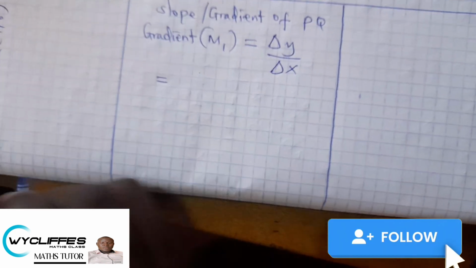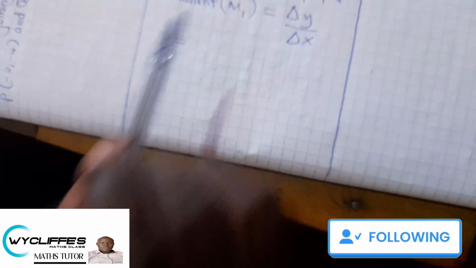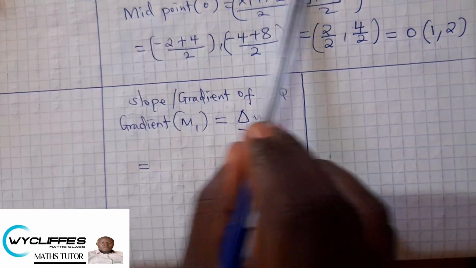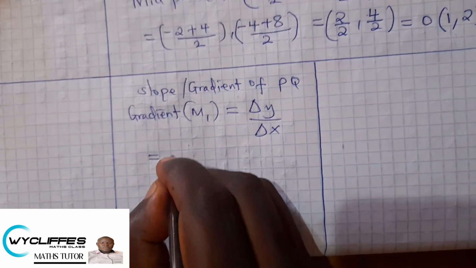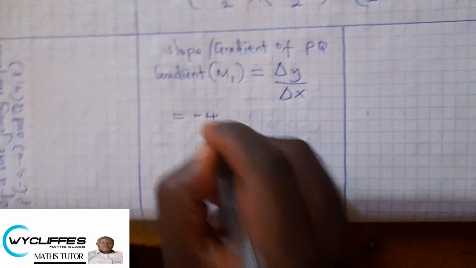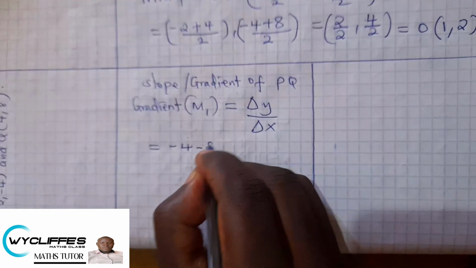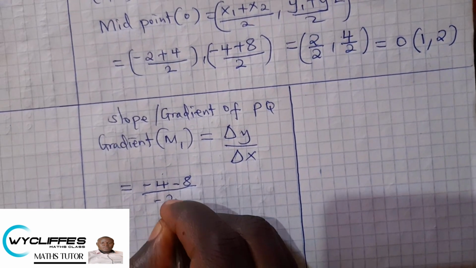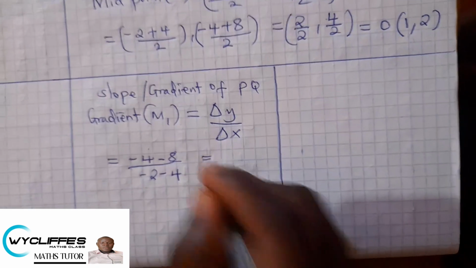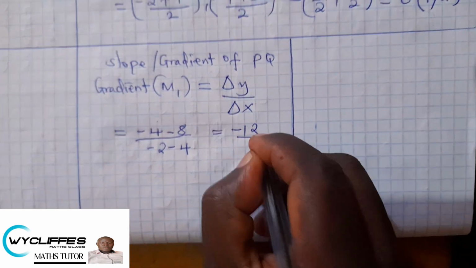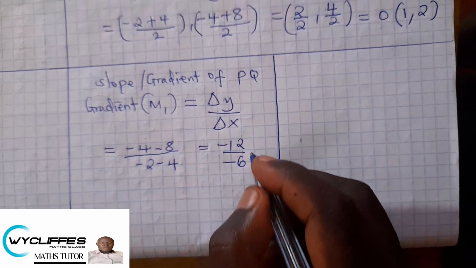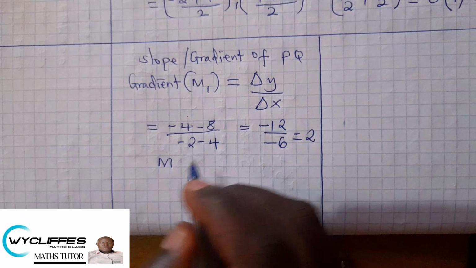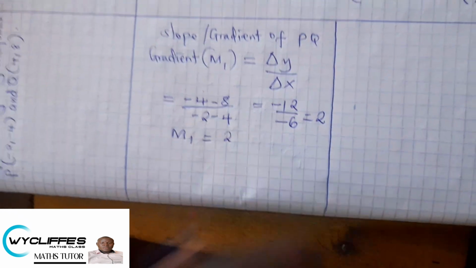We simply subtract the y coordinates of the line PQ. The first one is -4 minus 8, all over the change in x, -2 minus 4. This is negative 12 over negative 6. When you divide, you get positive 2. So the gradient of line PQ, which is M1, is equal to 2.